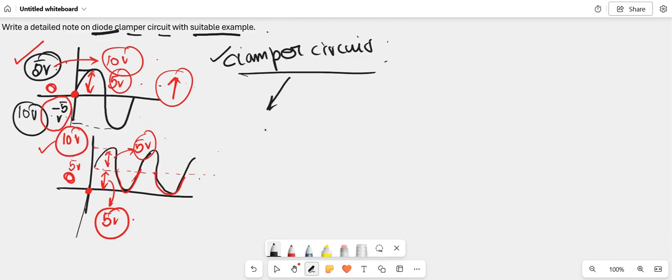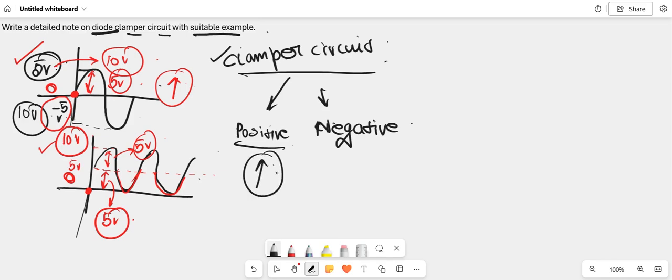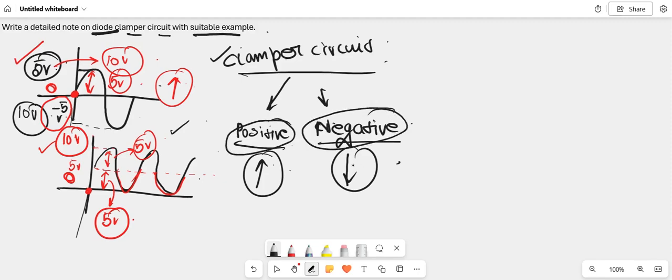Now, clamper circuits are basically of two types: positive clamper and negative clamper. As the name suggests, the positive clamper will shift in the upward direction, as I have denoted here, and the negative clamper will shift in the downward direction, below the reference level. We are going to draw the circuit diagram of both the positive clamper and the negative clamper to visualize how the clamper circuit works.